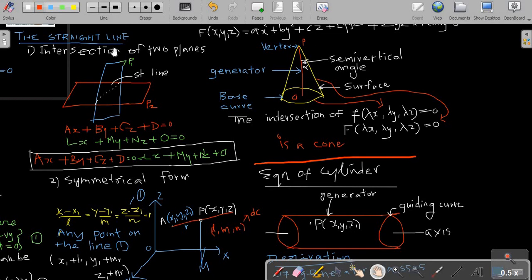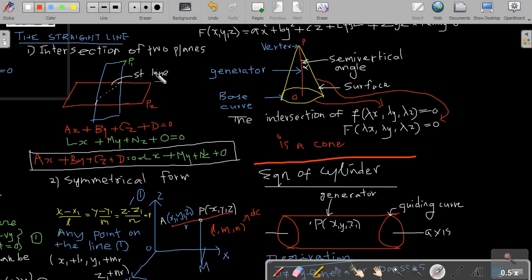Now, how are we getting a straight line in geometry? In many ways we can get a straight line. Take for example here: this is one plane, P1, in blue color, and in red color we have another plane, P2. If they are intersecting one another, what will we get? This dotted line will give us a straight line.